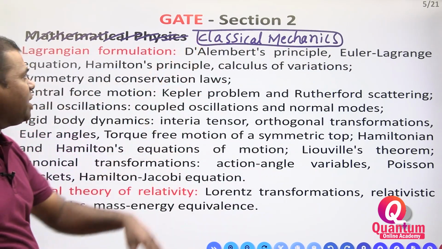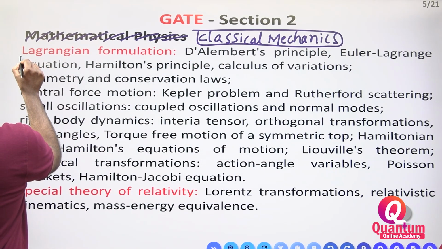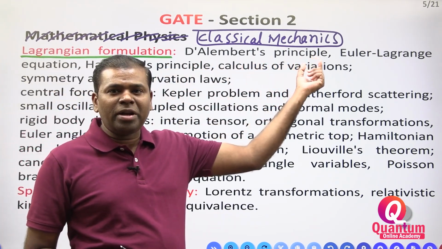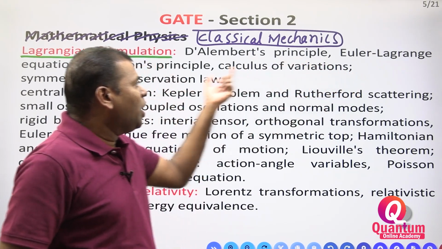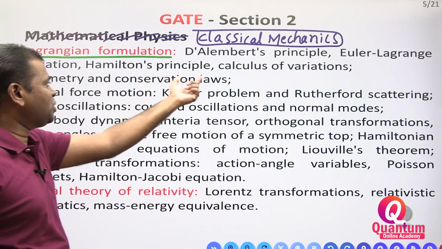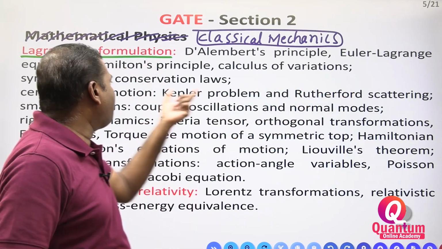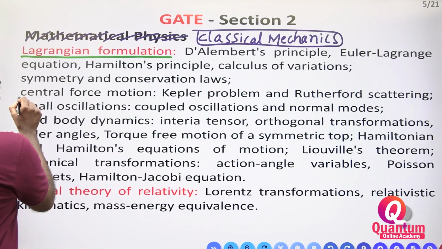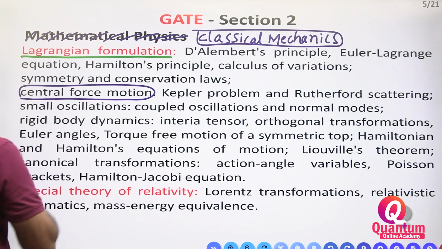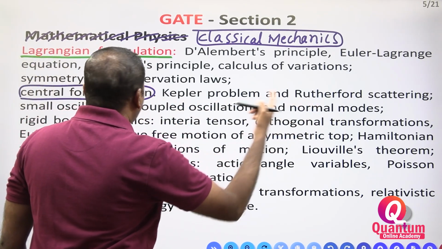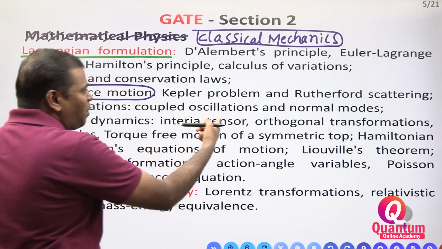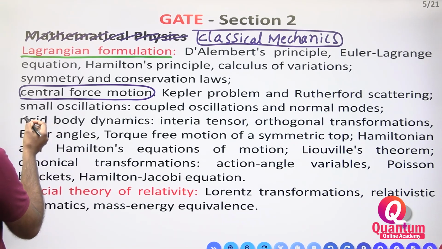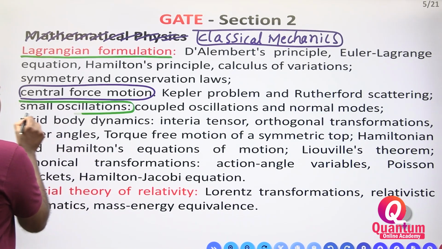Now in classical mechanics, the Lagrangian formulation is there. In the Lagrangian formulation: D'Alembert's principle, Euler-Lagrange equation, Hamilton's principle, calculus of variations, symmetry and conservation laws, central force motion, Kepler problem and Rutherford scattering, small oscillations, coupled oscillations, normal modes. These are the same topics. Small oscillations and periodic motion are also there.